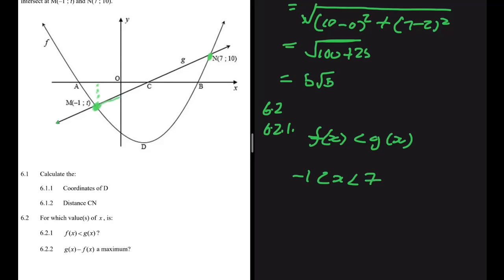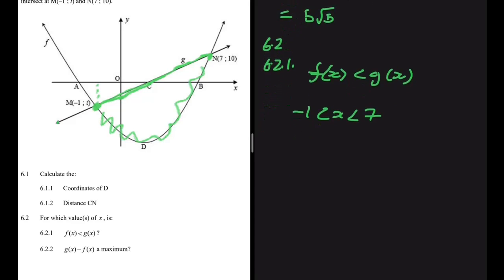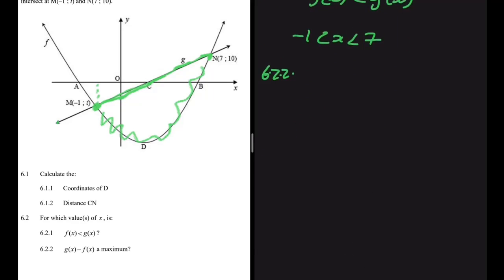You can see clearly here that our graph g of x is above f of x, right? Yeah, so that's what we're talking about there. And then 6.2.2 is saying let's find for which values of x is g of x minus f of x a maximum, right? G of x minus f of x a maximum, right?